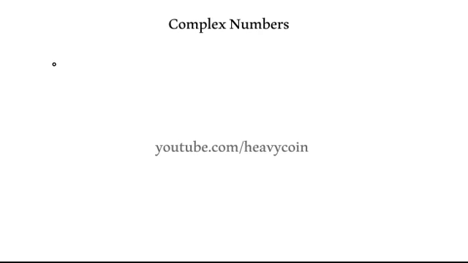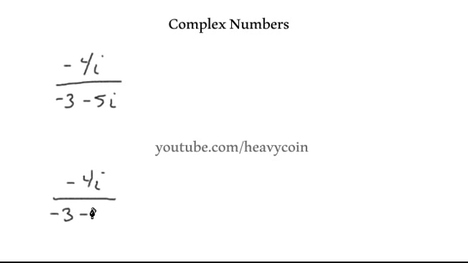Okay. What about -4i over -3 minus 5i? So what I'm going to do here is multiply. We'll rewrite it again down here. I'm going to multiply the bottom by, this is known as the conjugate. This is the conjugate of this guy here, so -3 plus 5i. We've done this in the past, I just never called it that.